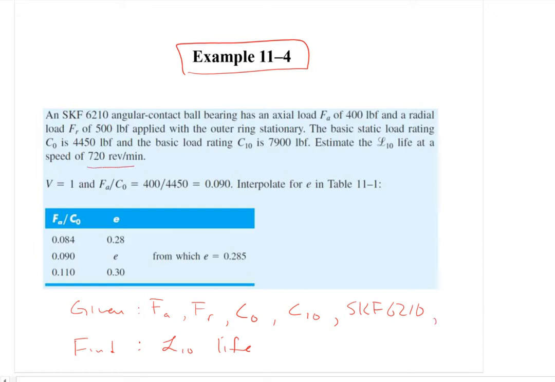And they've also given you the RPM, N, which is the rotational speed. So rev per minute is usually, in case you were not aware, denoted RPM.